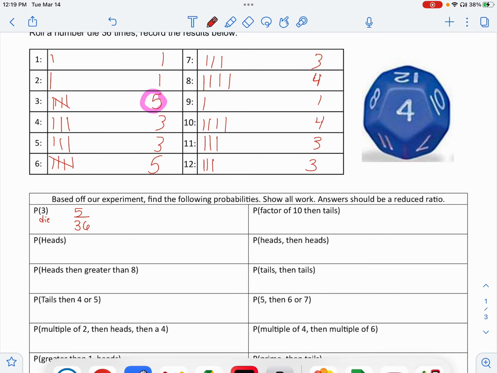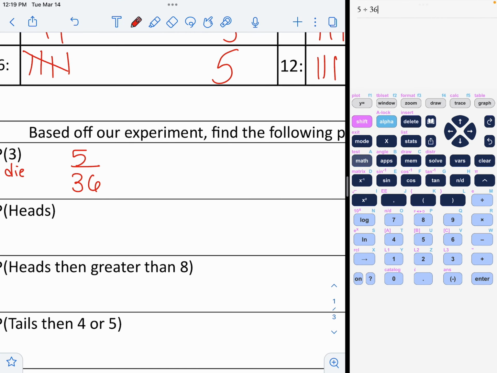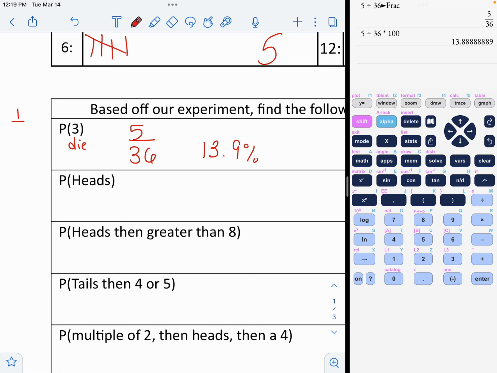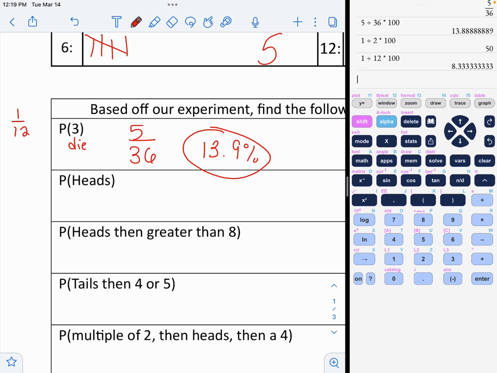That does not reduce. Now I guess it's time for me to have my calculator up. 5 out of 36, just so you can see it does not reduce. And then changing it to a percentage, that's a 13.9% chance. Theoretically, getting a 3 would be 1 out of 12, which let's see what that is as a decimal. Theoretically, I only have an 8.3%, but based off our experiment, we have a 13.9.